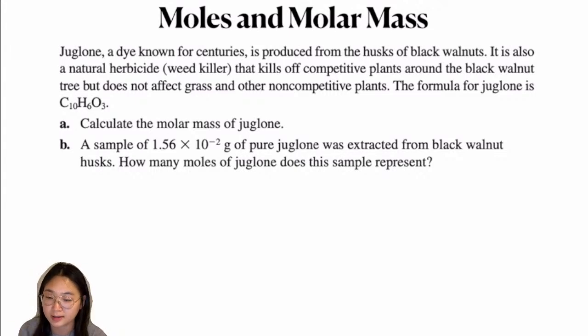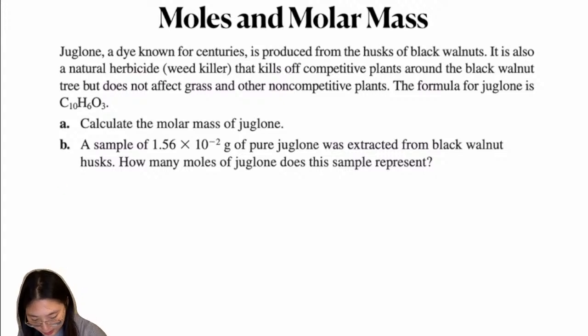Okay, and next, here we have a pretty easy example question to do the conversion between the moles, the molar mass, and the mass. Juglone is a dye known for centuries, and it's produced from the husks of black walnuts, a type of tree. It's also a natural herbicide that kills off competitive plants around the black walnut tree, but does not affect grass and other non-competitive plants. The formula for juglone is C10H6O3. A. Calculate the molar mass of juglone.